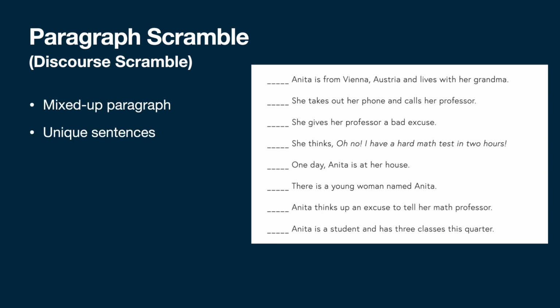So, a mixed up paragraph. It has unique sentences. You can draw them right from the text, but that's a mistake because learners can simply read the text and find where they appear to determine the order. This assesses comprehension, and very well, because it takes a lot of reading and a lot of thought to put these in the proper order.